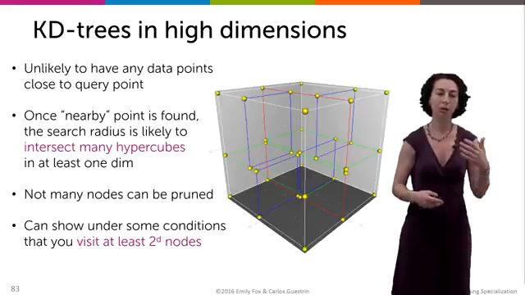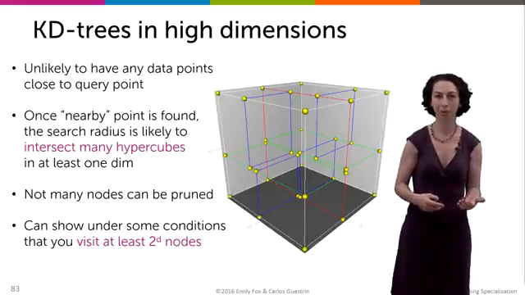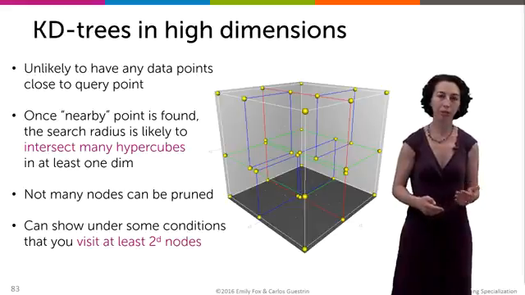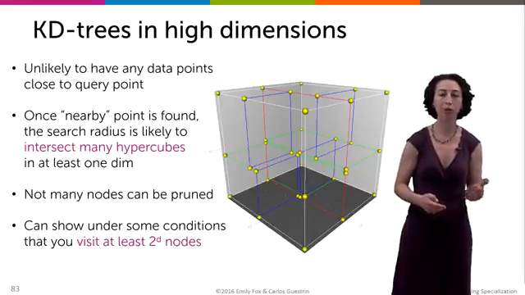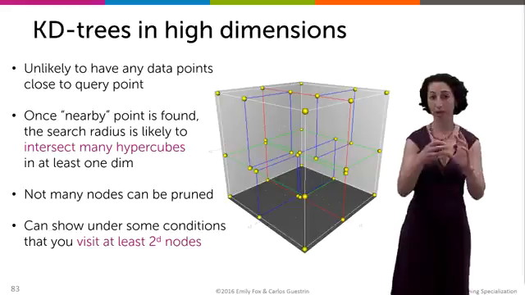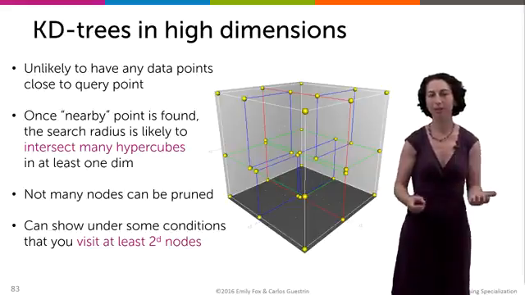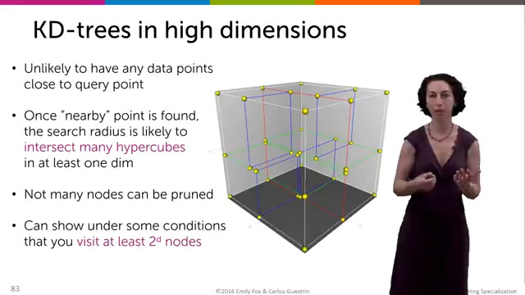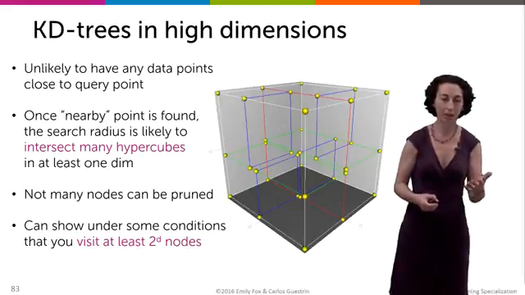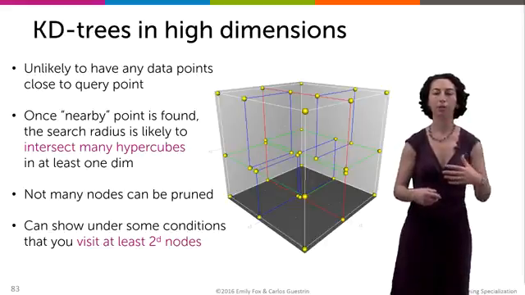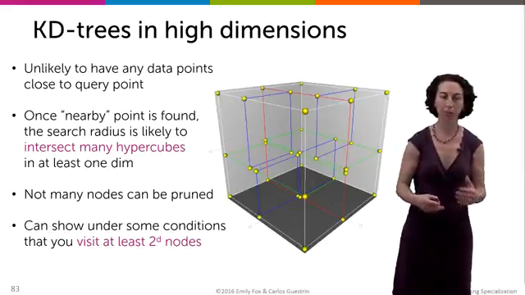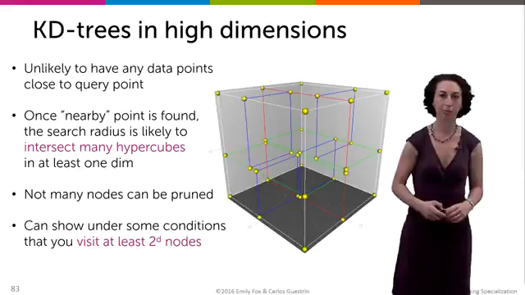And what ends up happening is you have to search many, many partitions. And you can show under some conditions that you actually need to search over 2 to the d different hypercubes or little partitions, which completely defeats the purpose of, or the efficiencies gained by KD trees, unless n, the number of observations, is just enormously large, much, much greater than 2 to the d.